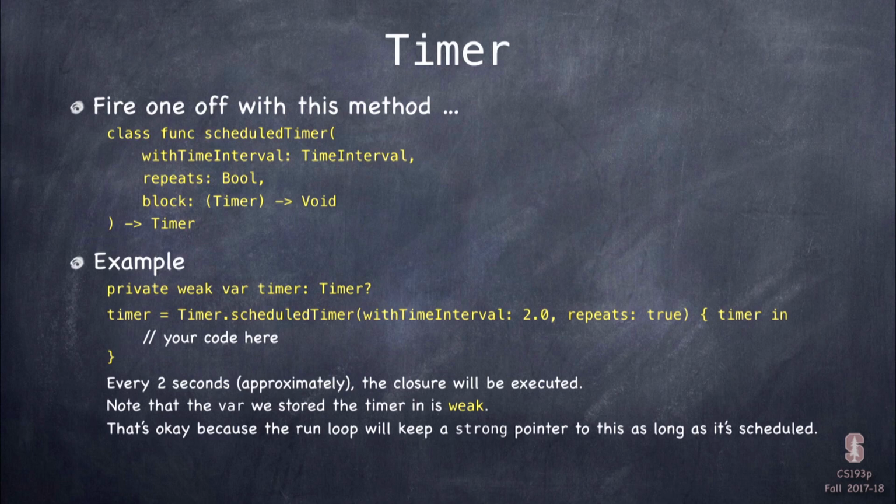Now, why did I make that weak? I made it weak because as soon as that timer stops running, either because it wasn't a repeating timer or because someone stopped it from repeating, then no one else will have a strong pointer to it. So if I don't have a strong pointer to it, what will happen to this timer var? It gets set to nil, which is great. So this timer var will automatically get set to nil as soon as the timer is stopped, which is a really nice feature. I can always tell whether the timer is running by whether that thing is nil or not. It's kind of a cool feature.